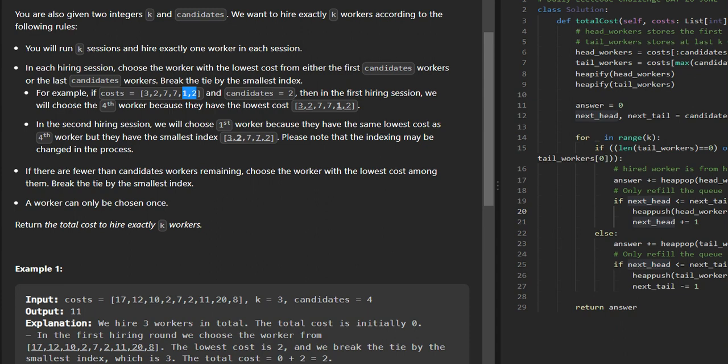See, this is the fourth worker. Okay, so we basically choose one. This is the one that will be selected because it has the lowest cost. In the second hiring round, we will choose the first worker, which is this one.